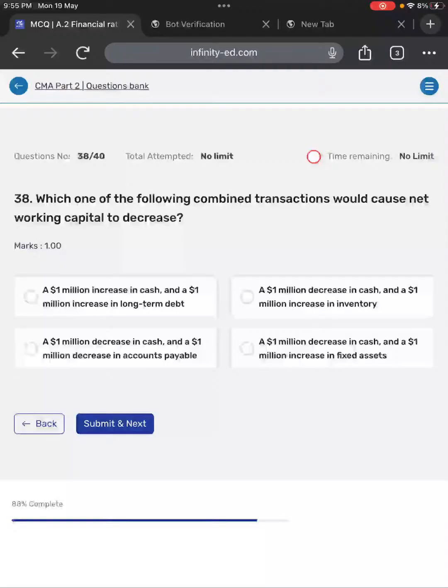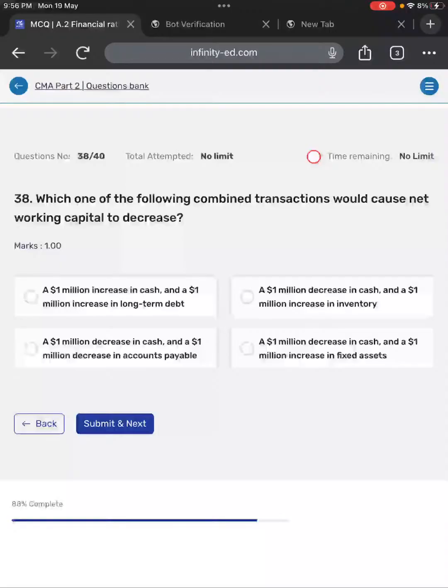Now question number 20. Which of the following combined transactions would cause net working capital to decrease? Net working capital. Okay. And 1 million increase in cash and 1 million increase in long term debt. This will not decrease, this will increase.